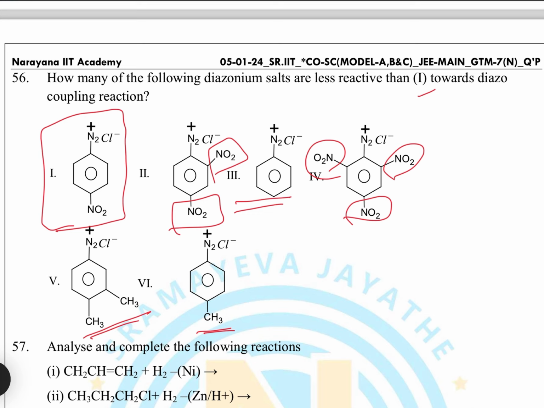Diazo coupling reaction, right? Diazo coupling reaction means this will go and it is going to form like this. Diazo coupling reaction. So answer 3. NO2 groups are good here.